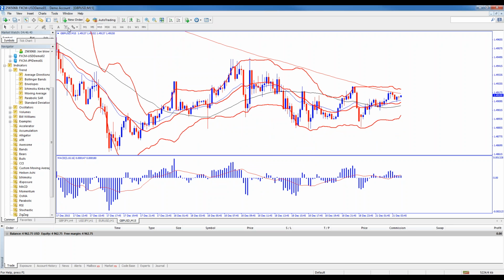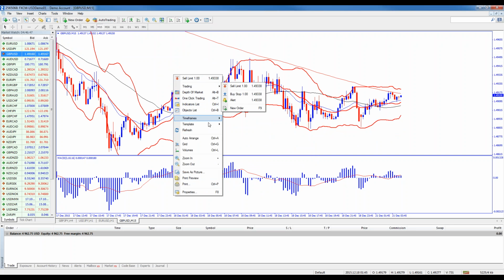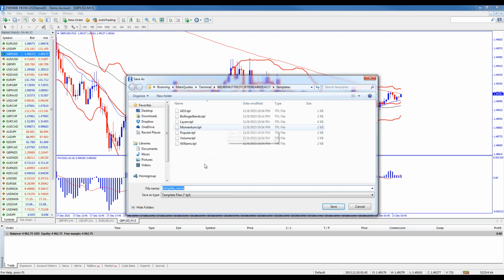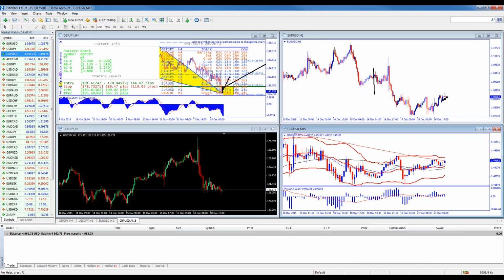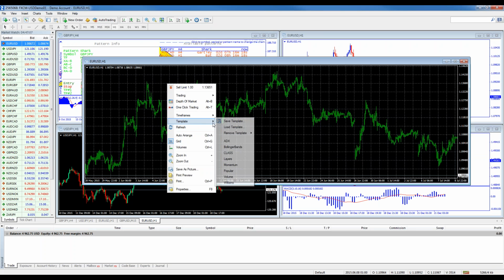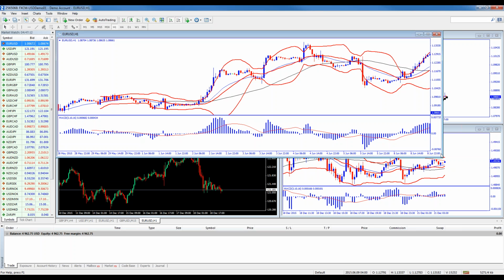Let's just say that's the chart template you wanted. I don't care. What you're going to do is right click, template, save template, save as class. Okay? Now, let's set that up as a chart, and let's do a new chart window. Right click, template, class. Okay? You got that set up.